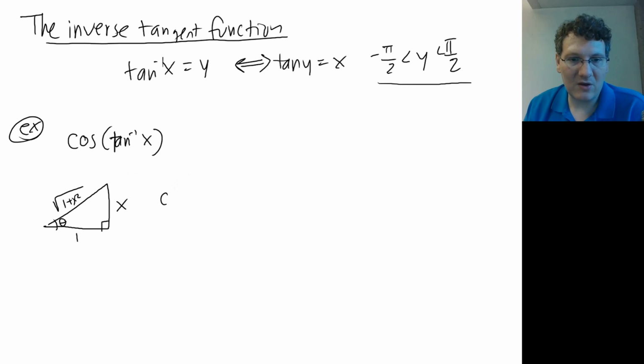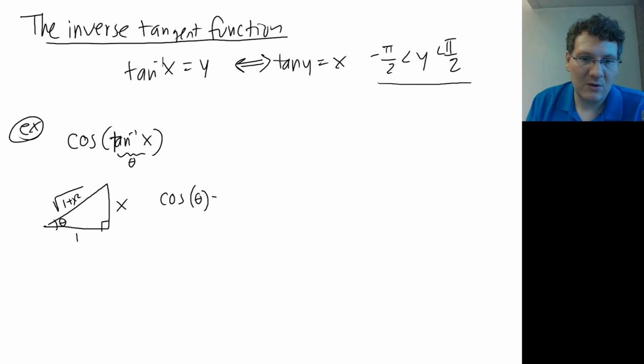With that in mind, then, the cosine of theta, which is the angle, which I'm not actually going to solve for, but the cosine of theta would just be the adjacent over the hypotenuse, right? It's going to be 1 over the square root of 1 plus x squared.